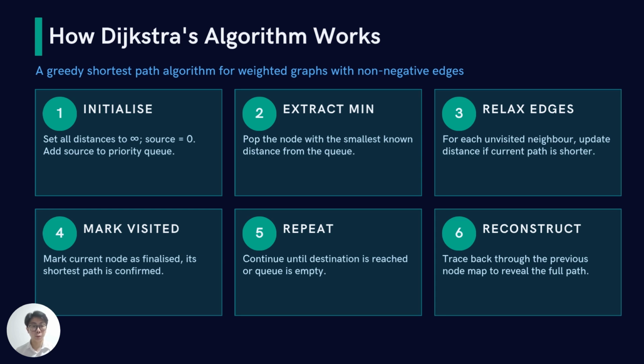We then repeat steps 2 through 4 until we either reach our destination or exhaust all reachable nodes. Finally, we reconstruct the path by tracing back through a previous node map that we built along the way, giving us the full shortest route from the source to destination. In our MRT route finder, these exact 6 steps are what run under the hood every time you click Find Shortest Route.